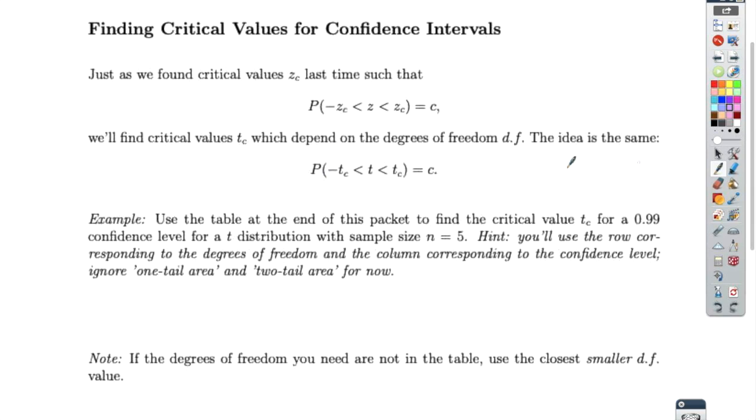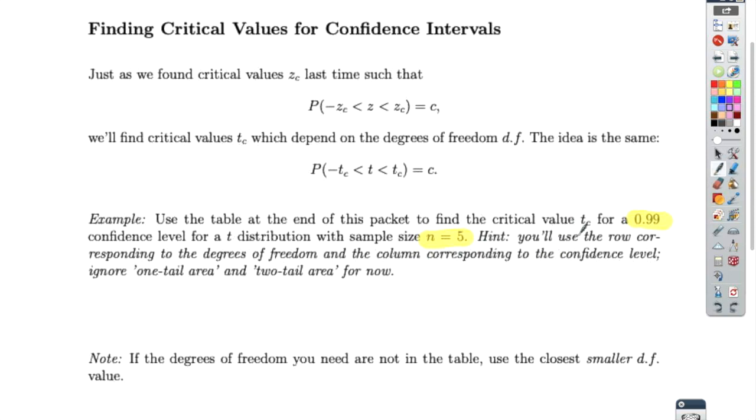So this is going to be just slightly different. We'll use them the same way, but the process of finding them is a little bit different. Use the table at the end of this packet to find a critical value for a 99% confidence level for a t distribution with sample size n equals 5.